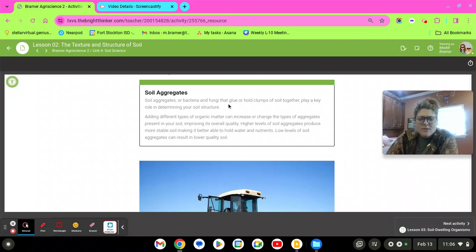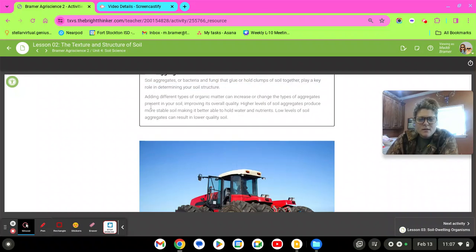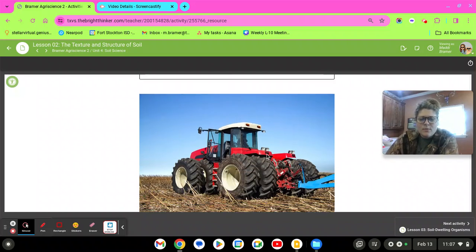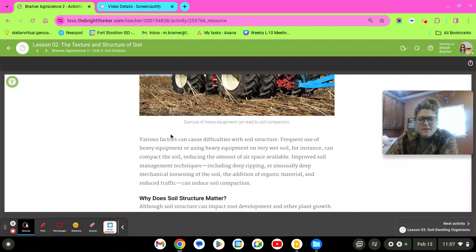So soil aggregates, which are bacteria and fungi, glue or hold clumps of soil together. So you can personally add, and that's when you go to a soil scientist, they may give you a list of things to add, and you can add organic matter into your soil, and it's going to help that soil's fertility.